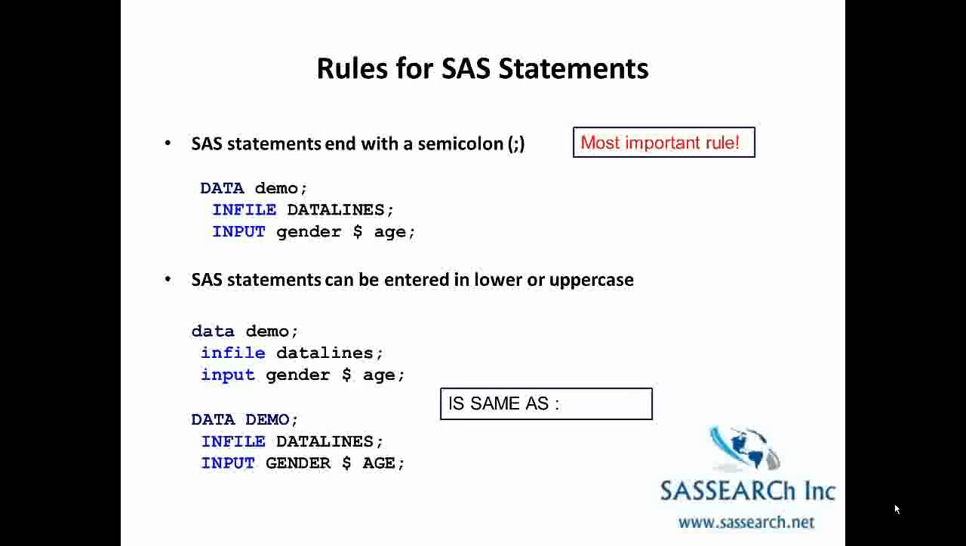Here are a few general rules regarding SAS statements. The most important rule is that each statement ends with a semicolon. This is how SAS knows when one statement ends and the next one begins. An omitted semicolon is a common error to make. In this example, there are three statements: a data statement, an infile statement, and an input statement. Each ends with a semicolon.